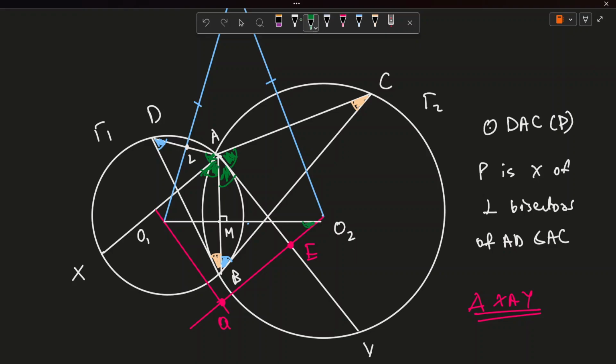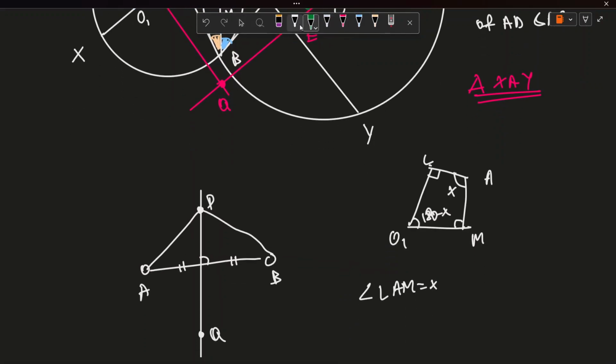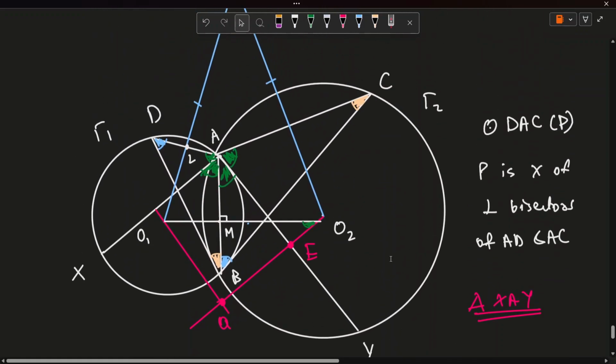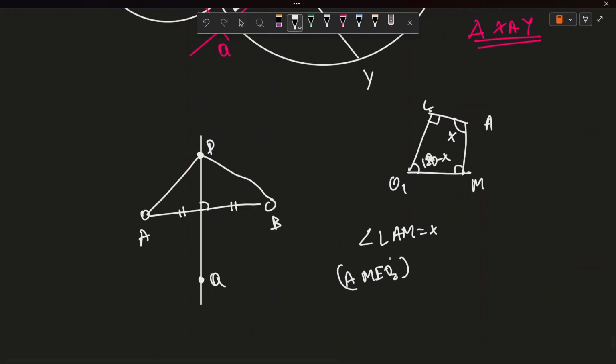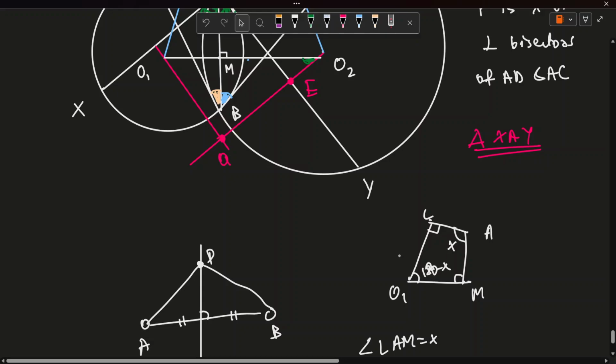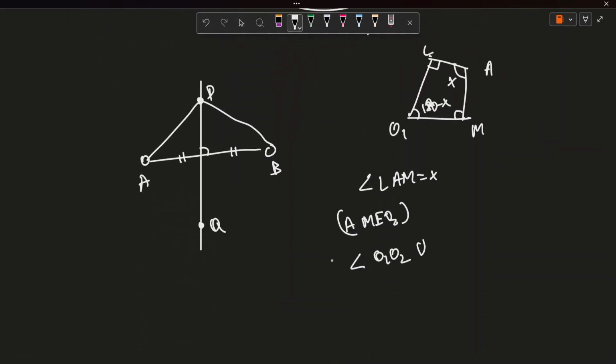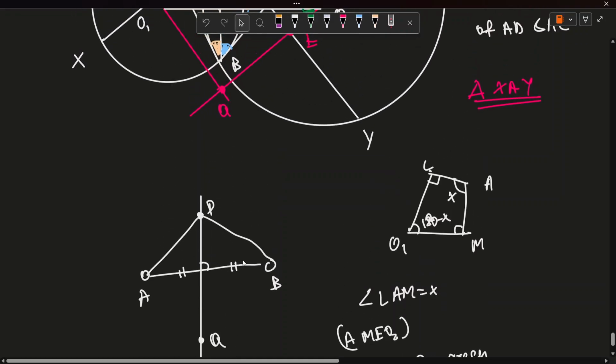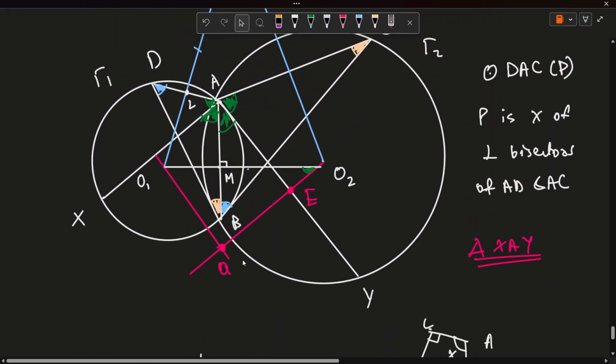Why? Because AMEO2 is cyclic. From that we can make the conclusion that angle O1O2Q is equal to the green angle. I'm writing only green here. In a similar manner, in an exactly similar manner, we can conclude that this angle is also a green angle.